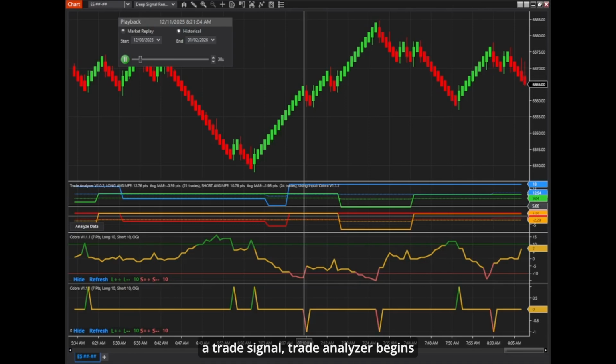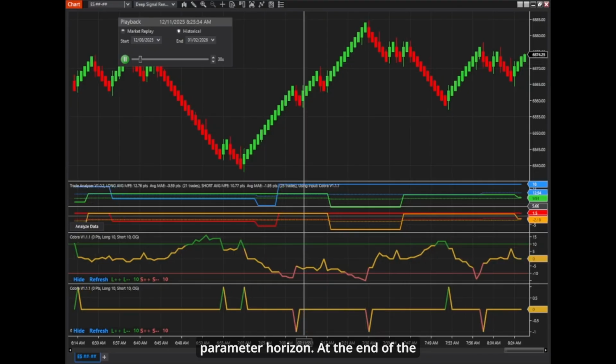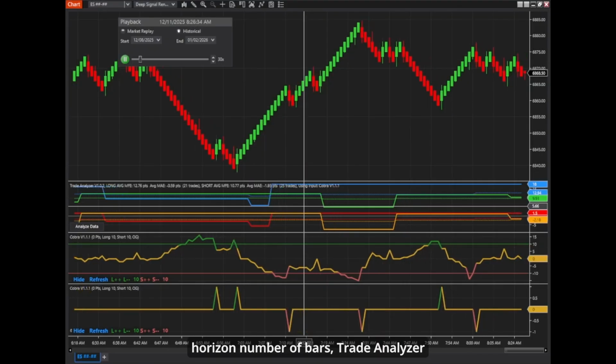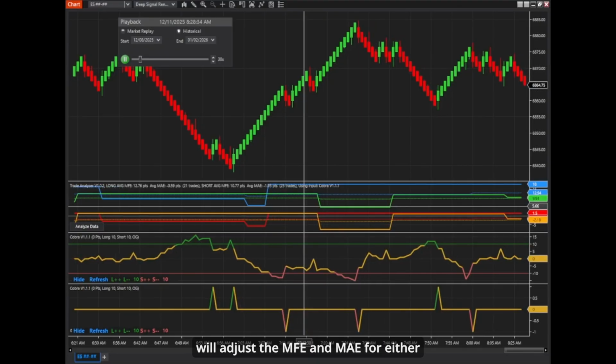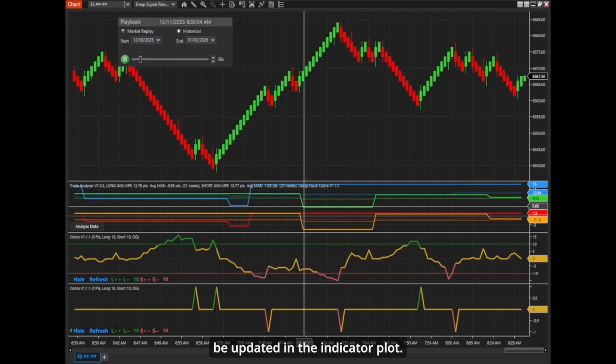When we get a trade signal, Trade Analyzer begins monitoring each bar. The number of bars watched depends on the Trade Analyzer parameter, horizon. At the end of the horizon number of bars, Trade Analyzer will adjust the MFE and MAE for either the long or short trade entry, which will be updated in the indicator plot.